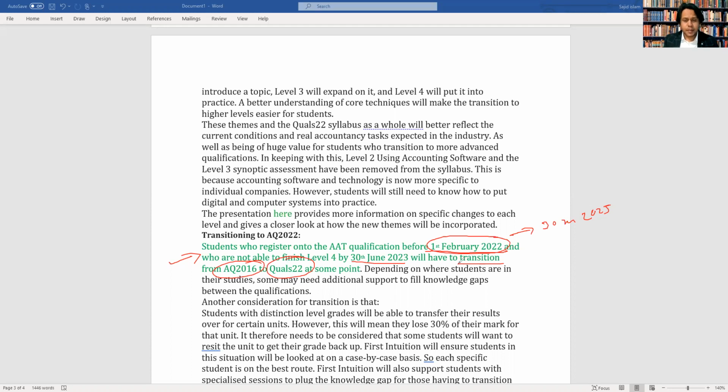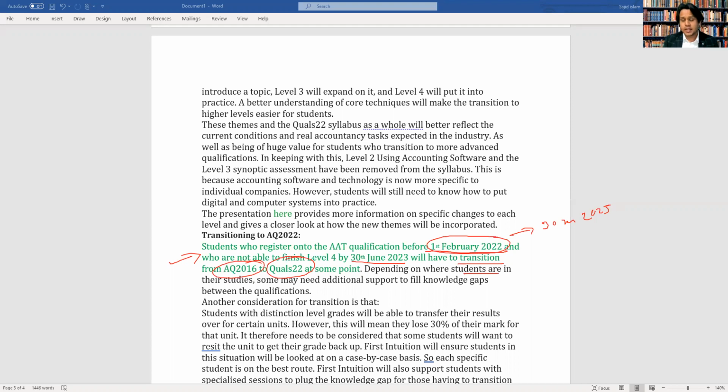And how many papers you get exemption for depends on the student, how many papers they already passed, how many papers are left, and what is the combination of level 2, level 3. So based on the amount of papers, based on the studies you have completed, they will tell you now you have to move from the old syllabus to the new syllabus. So this is mainly the change coming from next year, 1st February 2022.